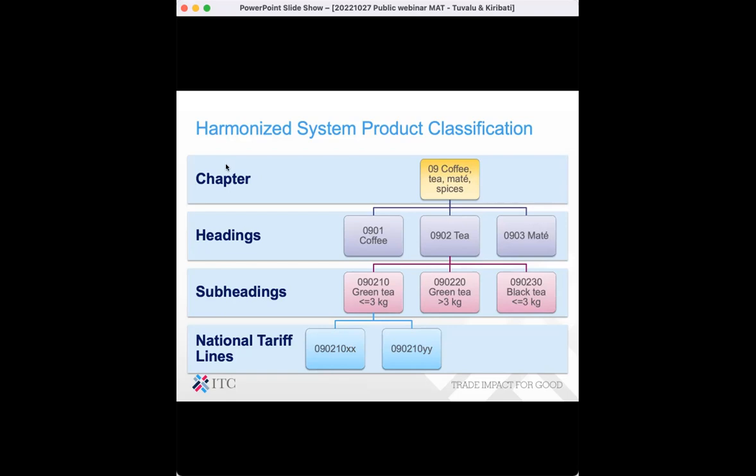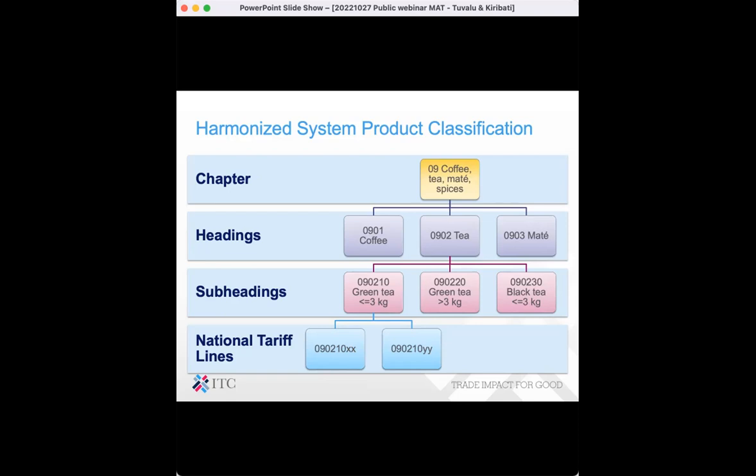And this harmonized system classification goes up to 6 digits. So as long as we have 2 digits, we're talking about the chapter level. The chapter level includes a lot of different products. So we have under 09, for example, coffee, tea, mate, spices, all classified under chapter 09.